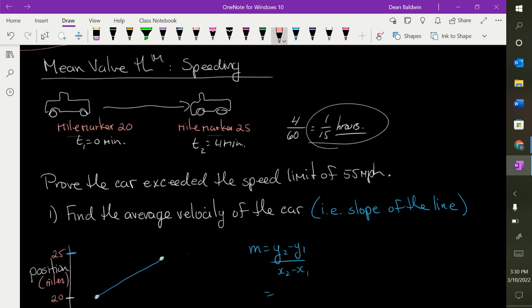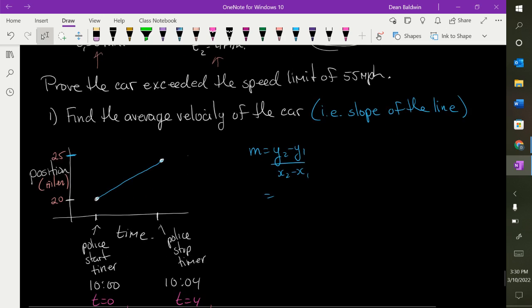The mile marker on a highway is at 20, and that's when the police first spot you, and they click their timer. That's 0 minutes. T1 is 0 minutes. At mile marker 25, they stop the timer, and that's 4 minutes. Just to keep this in hours, 4 divided by 60 is 1/15 of an hour.